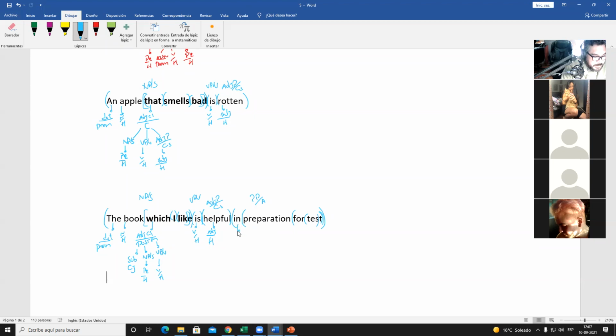Acá voy. In, preposition head y preparation for the test, noun phrase complement. Con preparation, noun head. For the test, prepositional phrase post modifier. Hecha de la preposition head for y la noun phrase complement test que tiene adentro la noun head test. Y ahí está hecha. ¿Dudas? ¿Puedes repetir esa última parte?